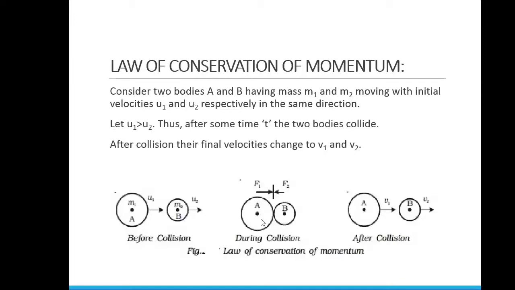So when they collide, A exerts a certain force on B and B will also exert a certain force on A, because every action has an equal and opposite reaction. So these are the forces. F1 is the action force and F2 is the reaction force. This is what happens during collision. After collision, due to the application of force on each other, their velocities will change, and that will be v1 for A and v2 for B. They are final velocities.